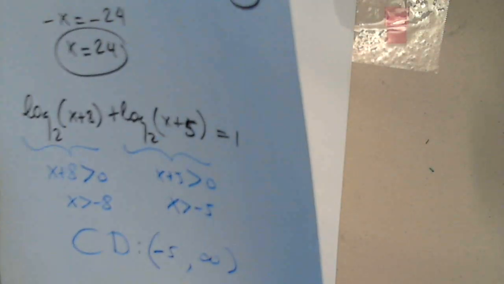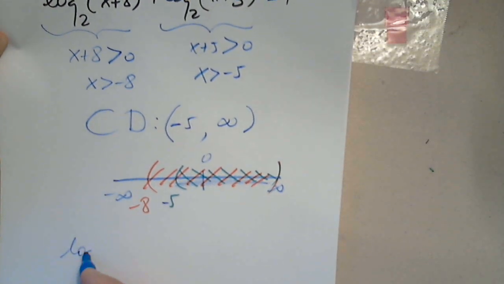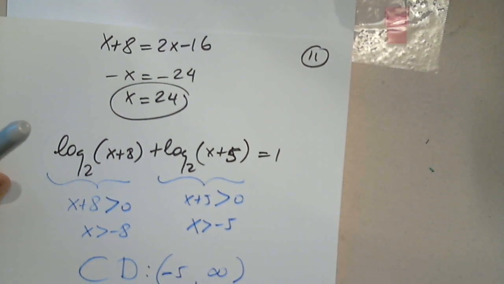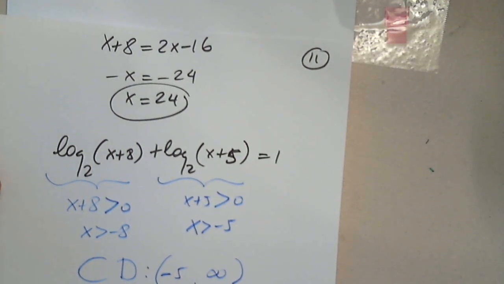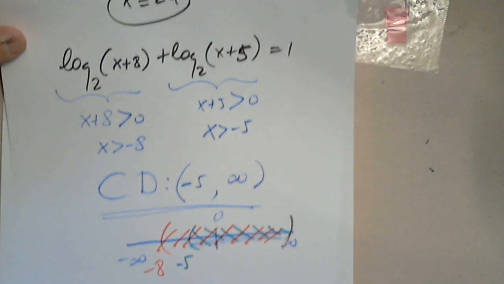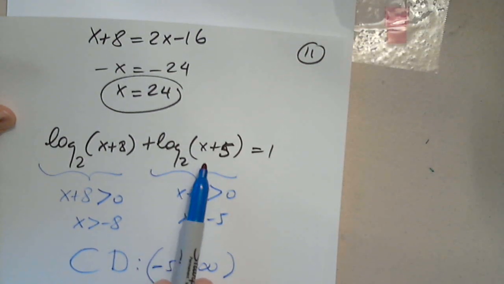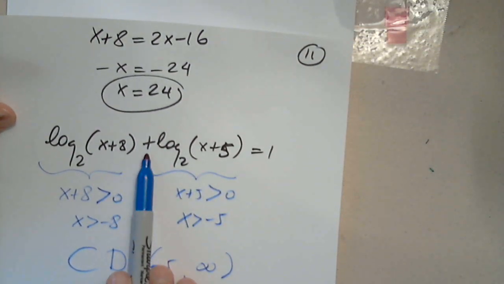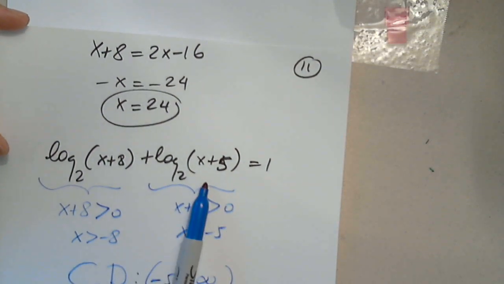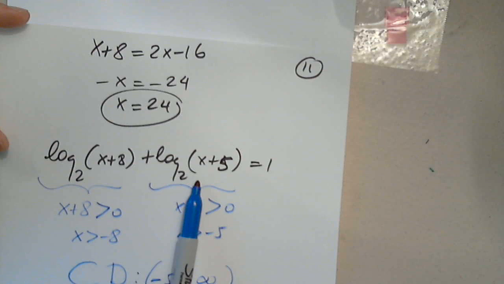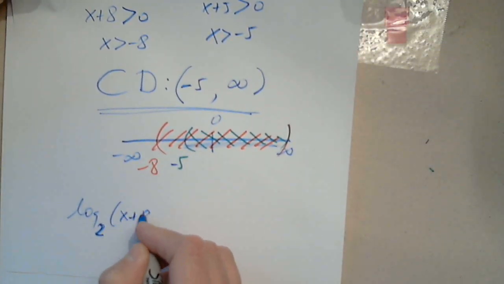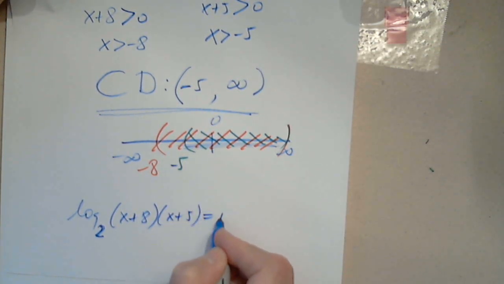At this point, we're ready to condense. So we condense log base 2. How do I condense all this? Remember, we have to state the domain before we condense. So when I condense, what do I get? Log base 2 applied to the ratio or product? That's product. Very good, because it's plus. Excellent. So x plus 8 times x plus 5 equals 1.